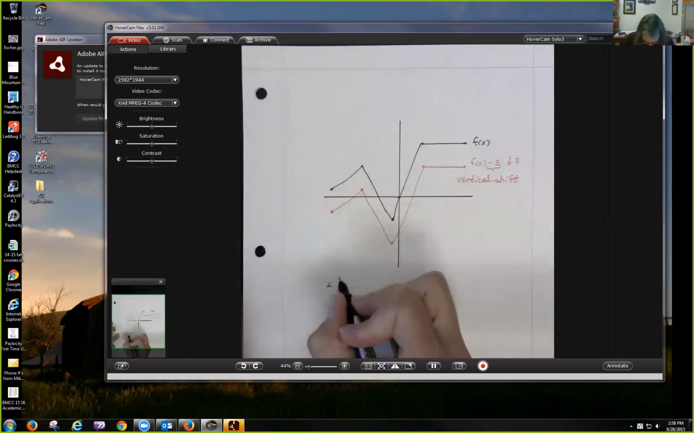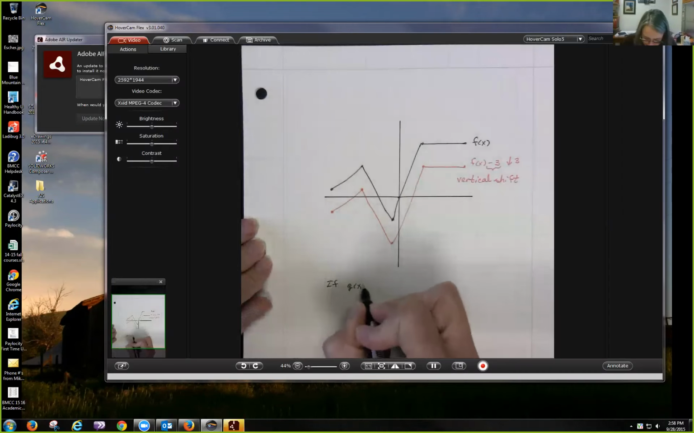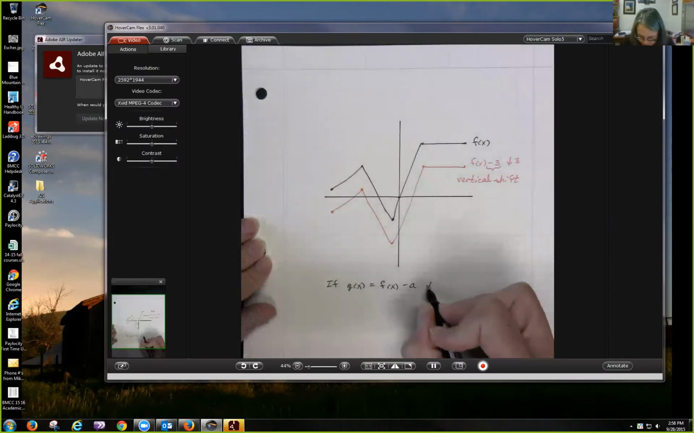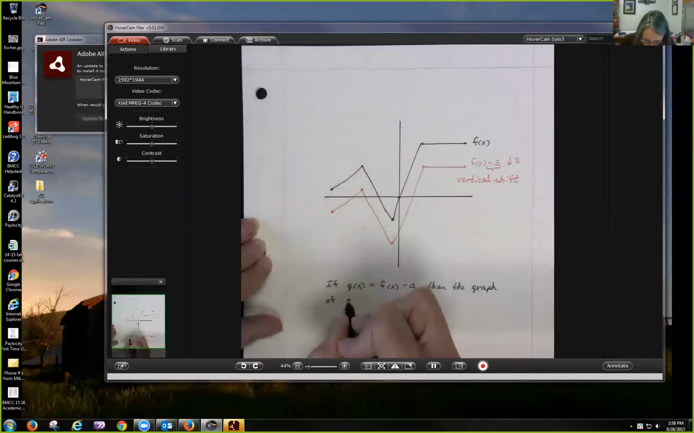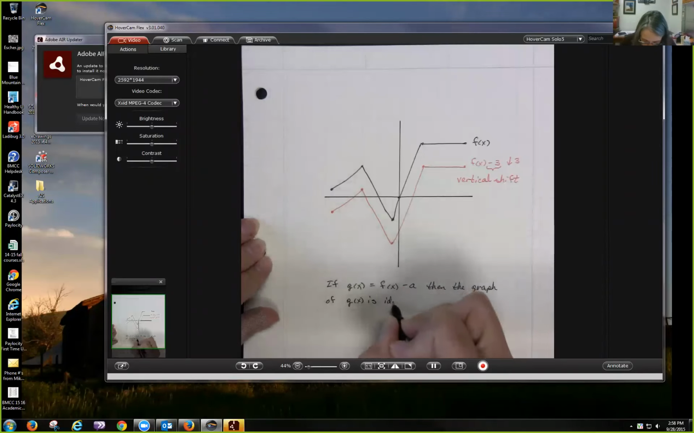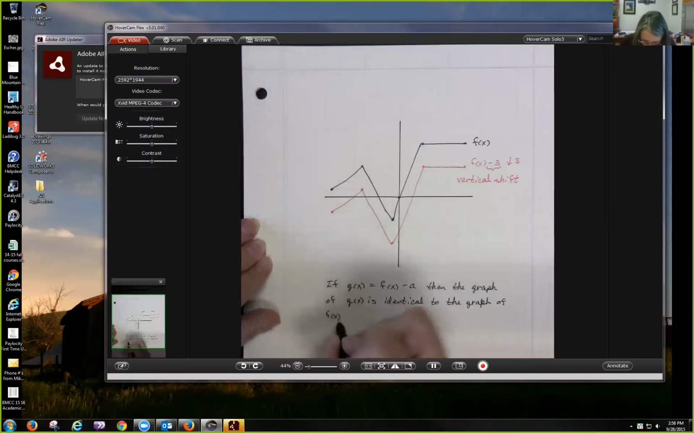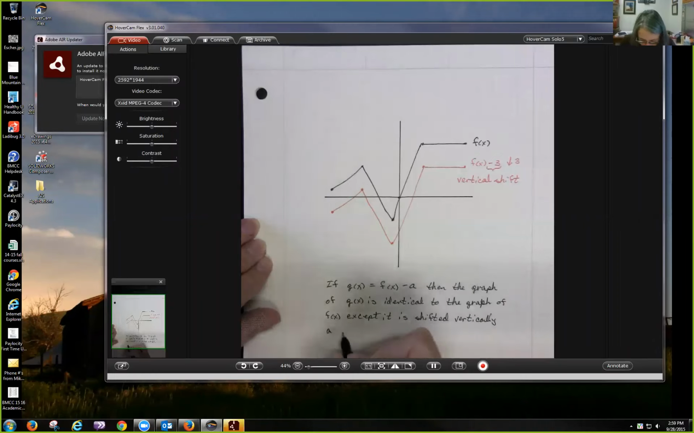So if g of x can be defined to be some function we recognize, f of x, minus some number, then the graph of g of x is identical to the graph of f of x, except we just pick it up and shift it vertically a units.